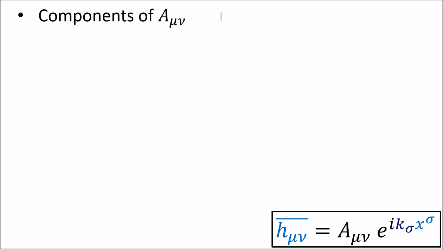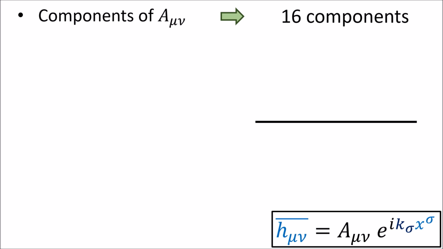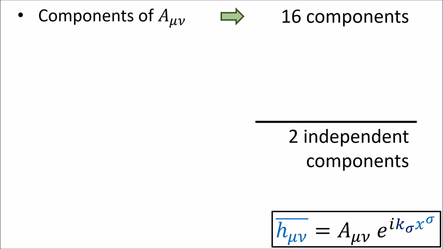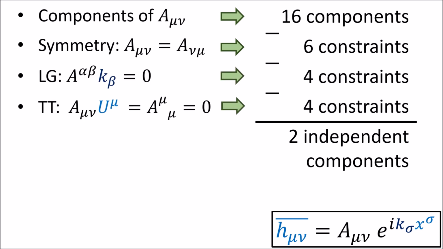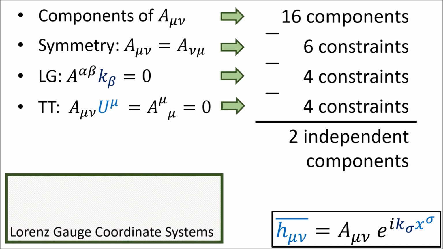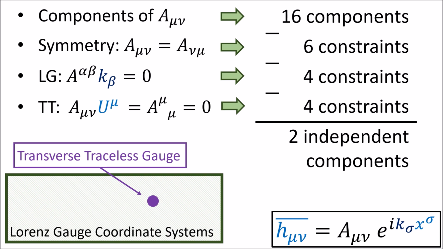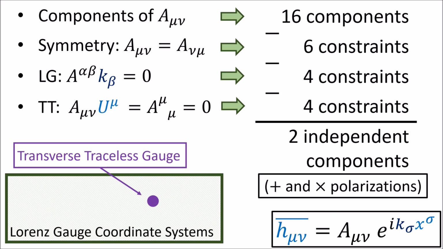So to summarize this video, if we're looking at gravitational plane waves in the metric perturbation h-bar, we showed how we can take the 16 components of the metric perturbation and reduce them to only 2 independent components. 6 of these components are made redundant due to the inherent symmetry of the h matrix. And another 8 components are redundant because they are a result from our freedom to choose whatever coordinate system we like in spacetime. If we focus on the Lorenz gauge class of coordinate systems, and further narrow down to the unique transverse-traceless gauge coordinate system, we see that there are only 2 independent components of the metric perturbation h, which correspond to the plus and cross polarizations of gravitational waves.